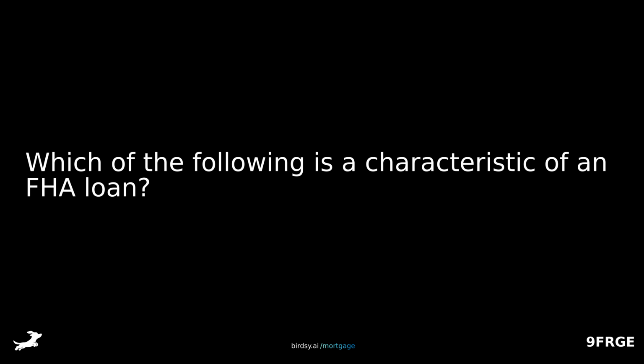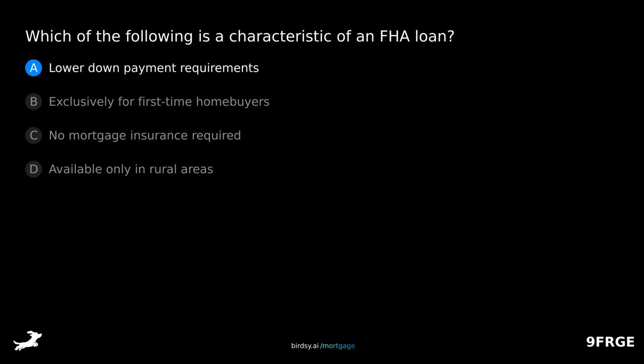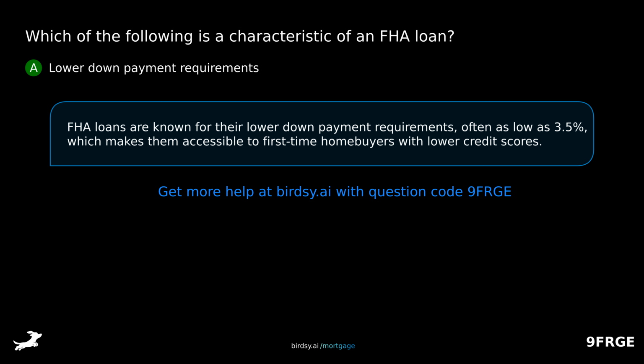Which of the following is a characteristic of an FHA loan? Is it A, lower down payment requirements, B, exclusively for first-time homebuyers, C, no mortgage insurance required, or D, available only in rural areas? The answer is A, lower down payment requirements. FHA loans are known for their lower down payment requirements, often as low as 3.5%, which makes them accessible to first-time homebuyers with lower credit scores.